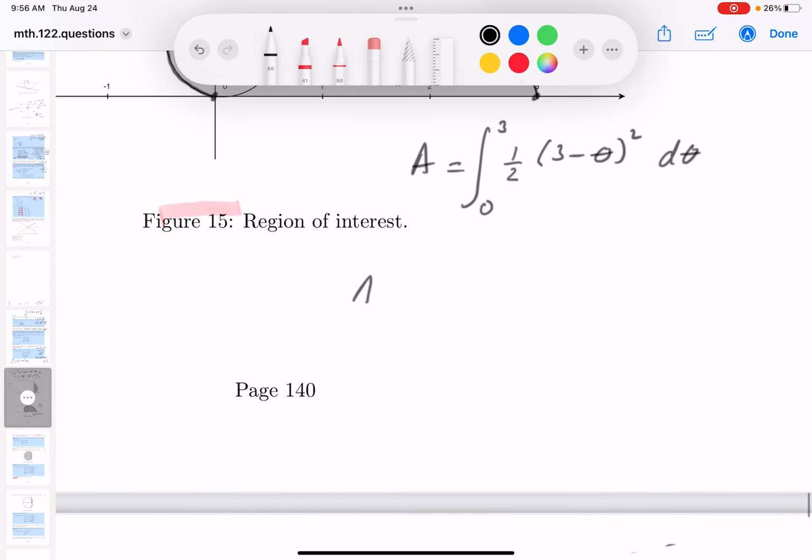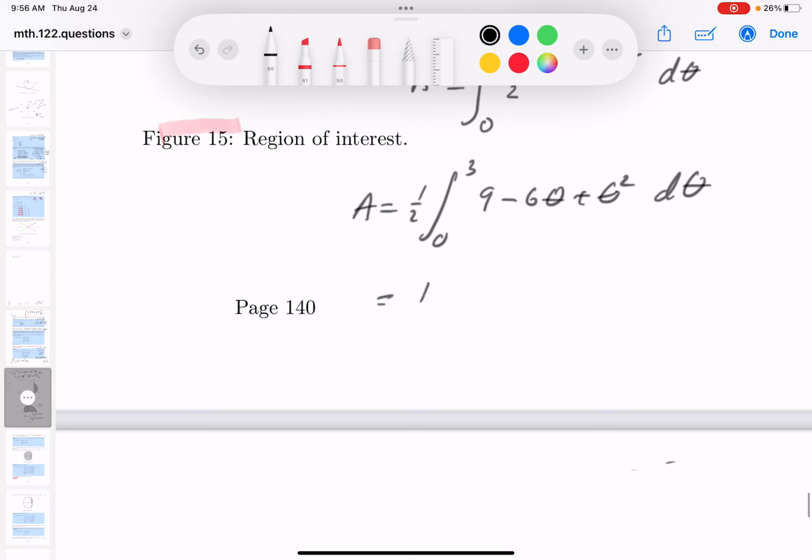What do we get over here? A equals, I'll pull the half out, 0 to 3. We'll look at the key in a moment. That's going to be 9 minus 6 theta plus theta squared d theta. Going to keep moving through it. We get 1/2 times 9 theta minus, that's going to be 6 theta squared over 2, and 2 goes in 6 3 times, plus theta cubed over 3. They're kind of nasty numbers, but I can still go through it.